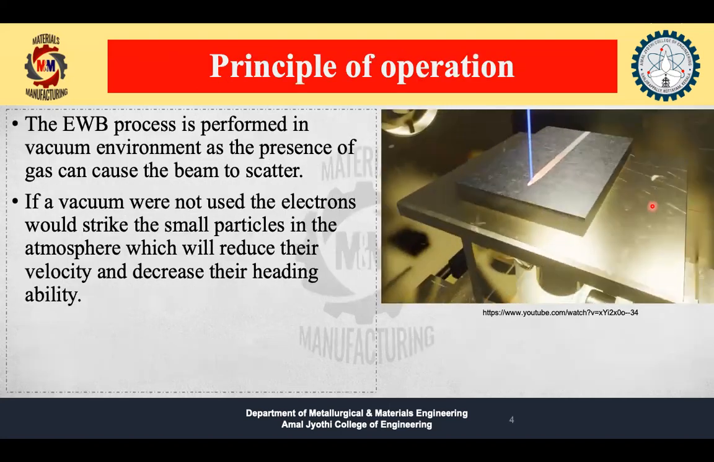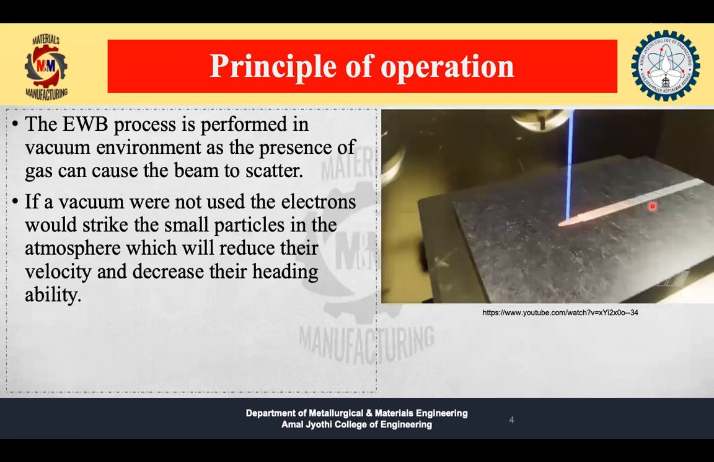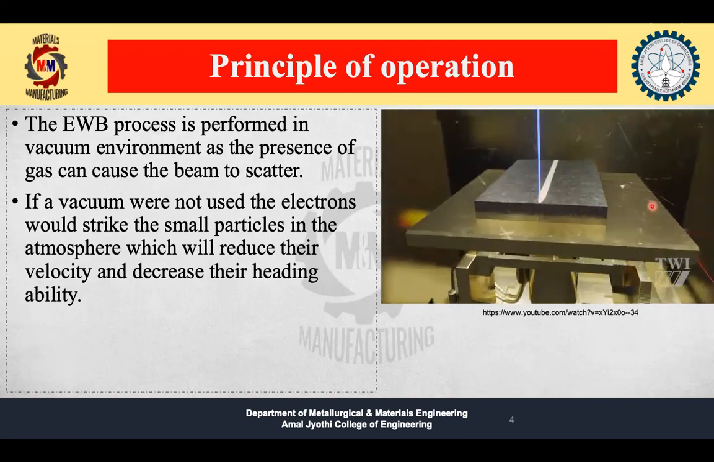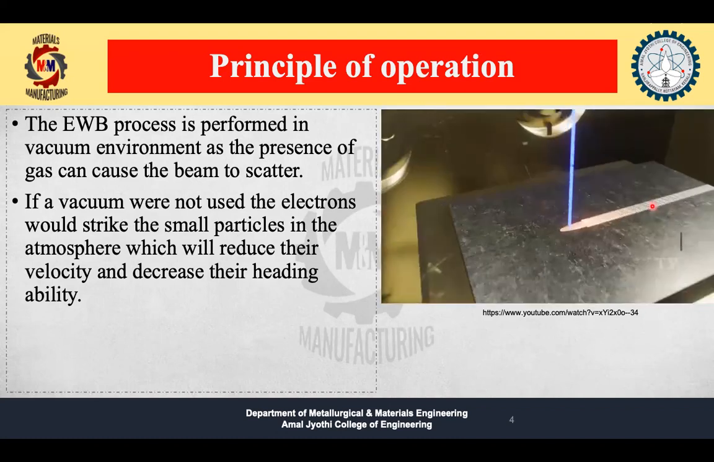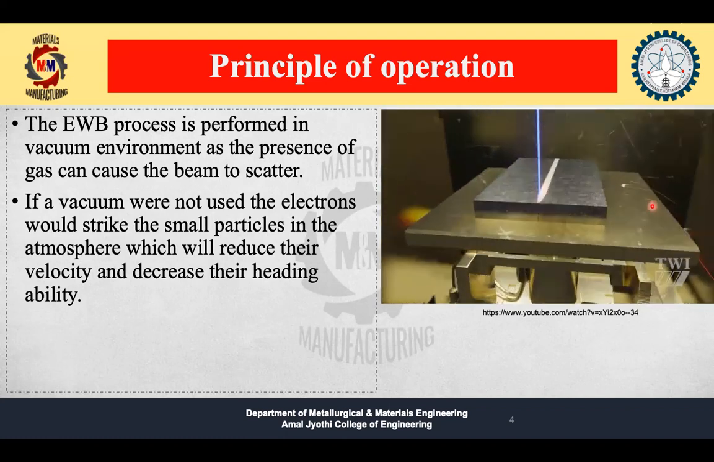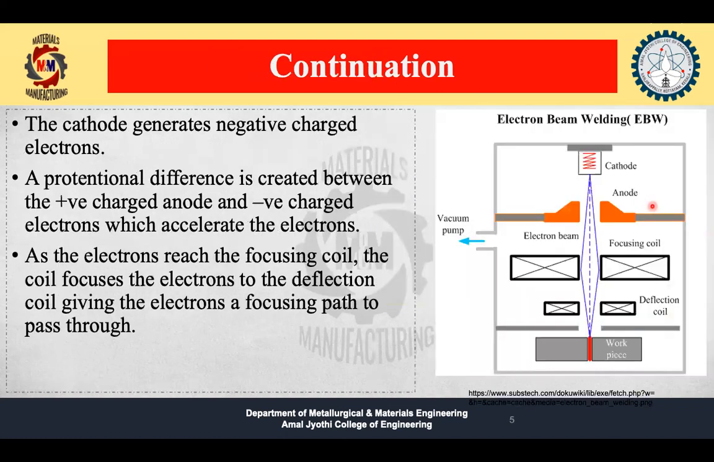So, electron beam welding is done in a vacuum atmosphere. The reason for this is that if it was not a vacuum atmosphere, the electron beam would interfere with the other atoms present in the atmosphere. And this would decrease the efficiency of the electron beam and also reduce the velocity of the electrons.